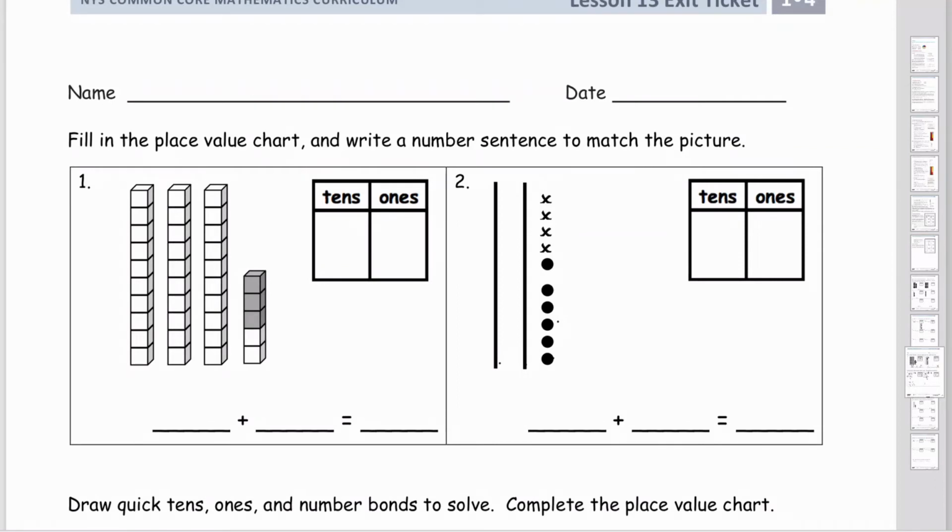Okay, now we're going to try to use those strategies that we know to do some work together in our exit ticket. If you look at number 1, we are going to make an equation to match the picture that they have drawn. I believe they're using place value blocks for picture number 1. So if you remember, those tall, skinny stacks of blocks are in groups of 10. Let's count them. 10, 20, 30.